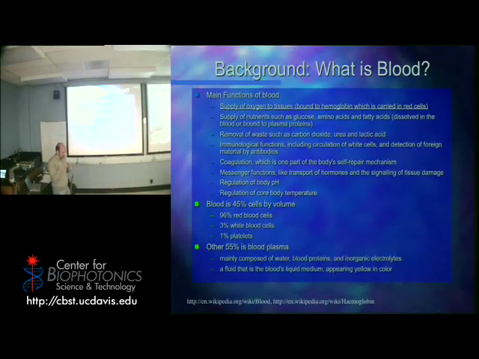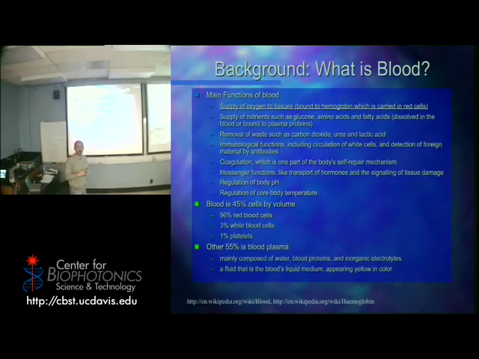And blood is very important in doing that. It's one of the primary functions. But it's also important to supply glucose, sugars, amino acids, all those things, and fatty acids, which are dissolved in the blood or bound to plasma proteins.